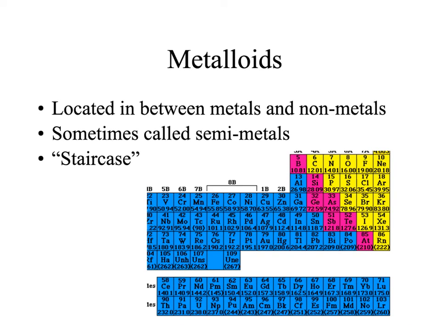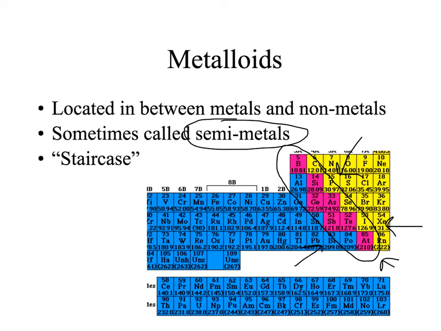All right, there's another group then that are caught in between, and that is called the metalloids. The metalloids have properties that are different or in between both metals and nonmetals. Sometimes we call the metalloids straight up semi-metals because they're not completely metal and they're not completely nonmetal. They're in between. Notice that on the periodic table, they're located in between the metals and nonmetals. So it makes sense. There is some trend to the periodic table.